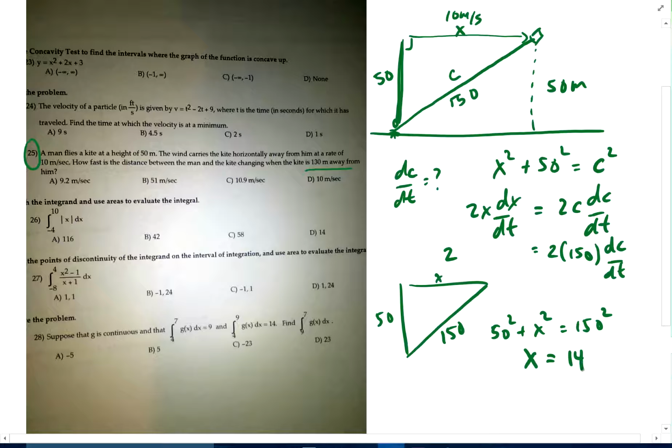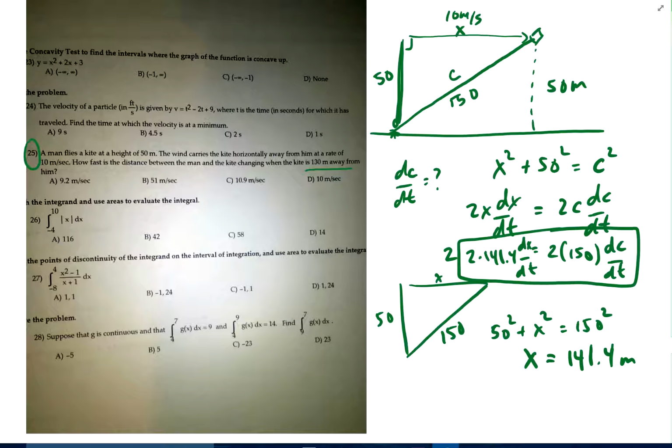X is 141.4 meters. So then I've plugged that in up here: 2 times 141.4 dx/dt. Oh, what a mess as I'm writing it. So there's your equation that you want to solve. And if you do that, you should get dc/dt equals 9.2 meters per second. Okay, so there is 25.